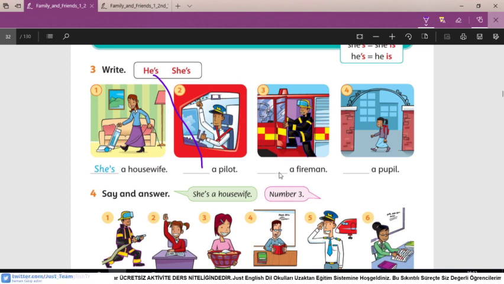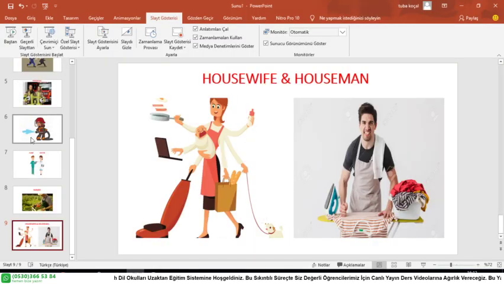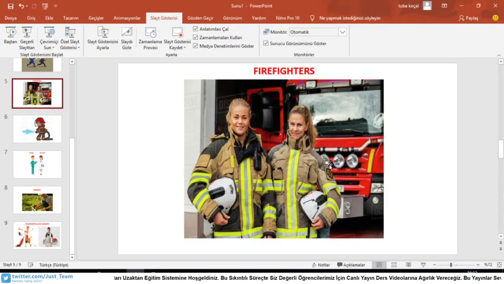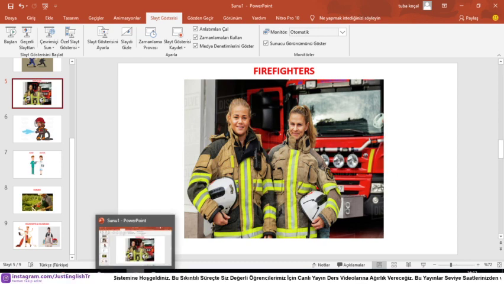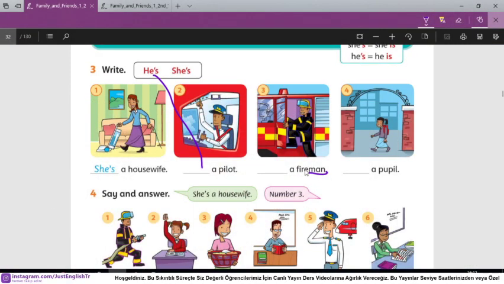What about that one? Here is a fireman, and this is the clue. It means it's a man. Az önce burada firefighters diye biz bundan cinsiyetsiz bahsettik aslında. These are firefighters, but this is the same meaning, fireman. So, yes, again. He is a fireman.